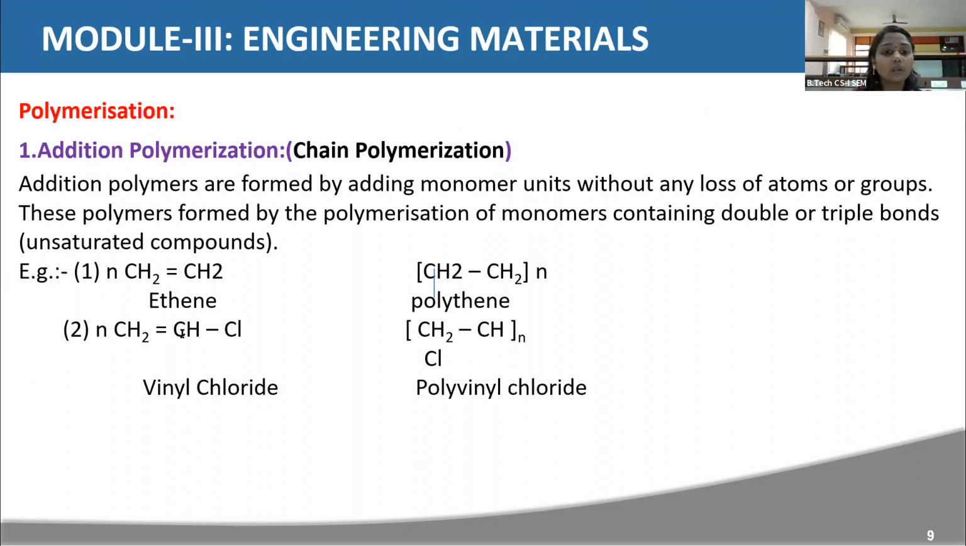These are reactants and these are products. In the reactant we can take a double bond or triple bond, but we get single bonds. In this mechanism we don't get any loss of functional groups or small molecules. So a number of ethene molecules react to form polythene. This is a chain polymerization, a chain linkage.